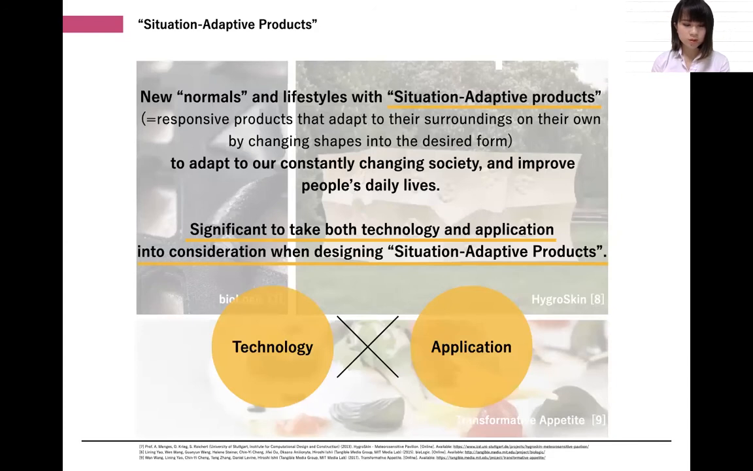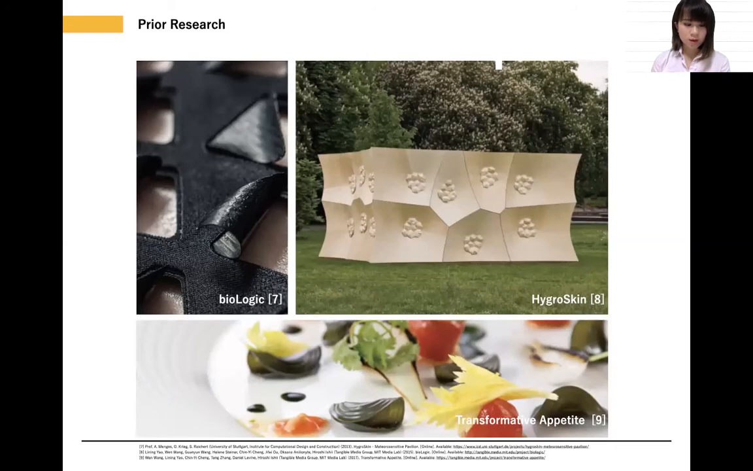Our goal is to propose new normals and lifestyles with situation-adaptive products to adapt to our constantly changing society and improve people's daily lives. The shapes these situation-adaptive products change into depend greatly on the situation they are used in. So it is significant to take both technology and application into consideration when designing. There is not much prior research on environment-responsive products, but they are starting to gather attention in various fields, such as architecture, fashion, and food.